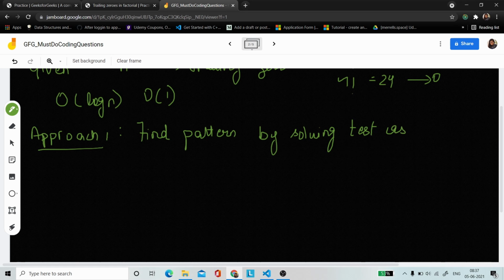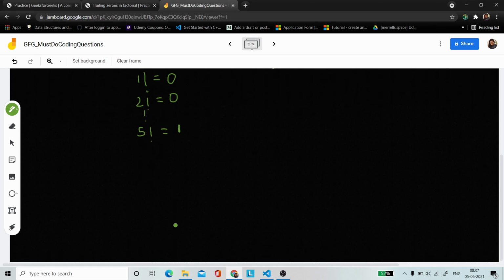We will try to find a pattern by solving test cases. For example, you know that 1 factorial will have 0 trailing zeros. In the same way, 2 factorial will have 0, up till 5 factorial, which is 120. Up till 5 you will have 0 trailing zeros, and then 5 factorial has 1. Then 6 factorial is 720, and then 7 factorial. So similarly, up till 10 factorial you will have 1 trailing zero, and then 10 factorial has 2 trailing zeros, right?